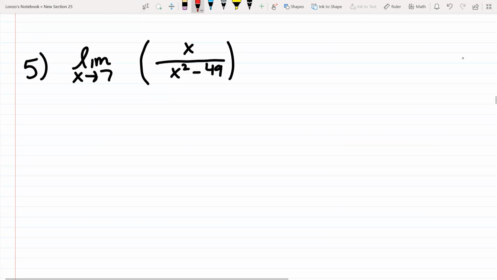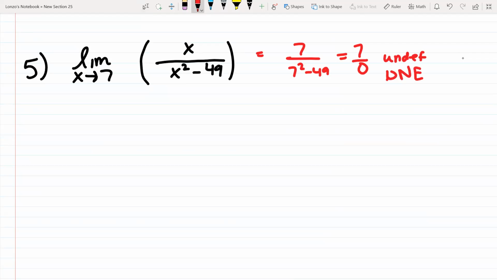Okay, number 5. Limit as x approaches 7 of this rational function. Well, if you plug it in immediately, you're going to get 7 squared minus 49, which is 7 over 0, which is undefined, right? Okay, so the correct answer is undefined, or DNE, does not exist, and I'll show you why it doesn't exist. So let's figure out the one-sided limits. What's the limit as x approaches 7 from the right, and what is the limit as x approaches 7 from the left? If the limits are not the same, then it does not exist.